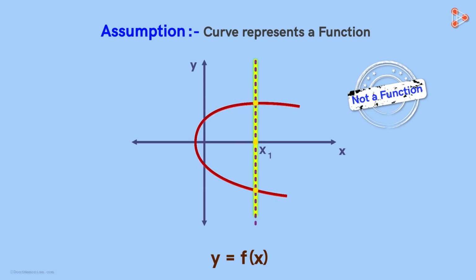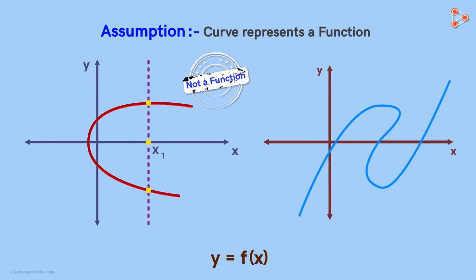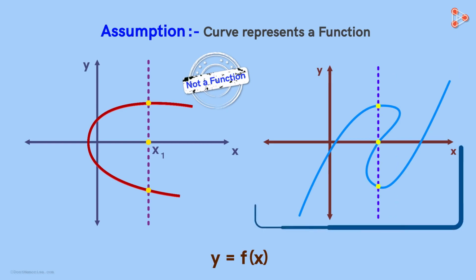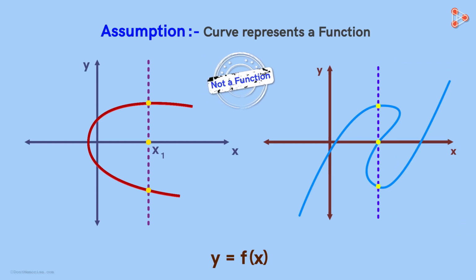Drawing a vertical line like this helps us. For example, look at this curve. If we traverse this curve through a vertical line, we see that at some points, the line intersects the curve at more than one point. So this curve cannot represent a function. Checking whether a curve represents a function in this way is called the vertical line test.